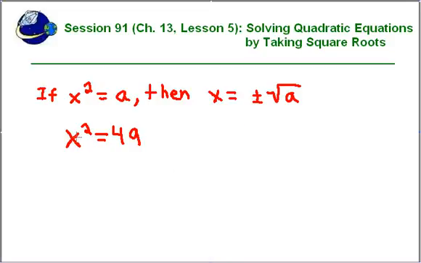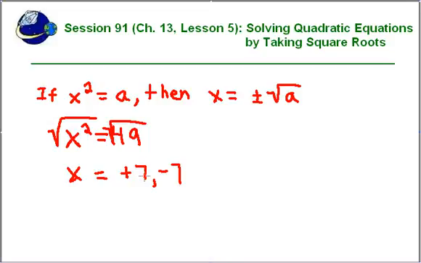Let's take a very simple example and display that. x squared equals 49. If I were to solve this equation, I could do it by taking the square root of both sides. The square root of x squared is just x, and the square root of 49 is going to be either a positive 7 or a negative 7.